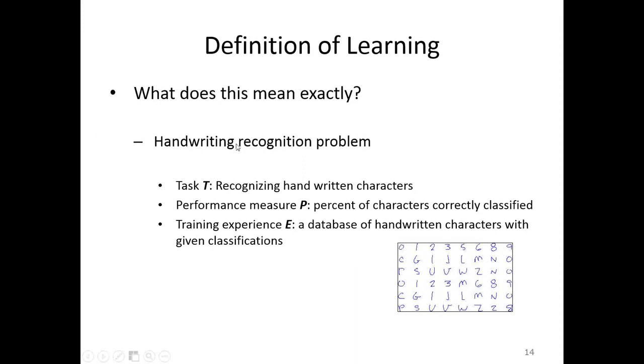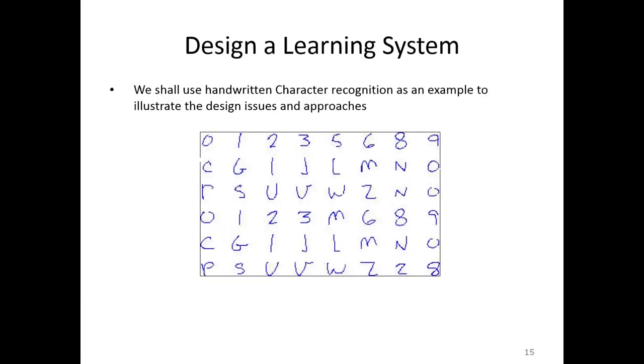For example, here, take the handwriting recognition problem. The task T is recognizing all the handwriting, and I want to measure it. How to measure it is by the percent of characters correctly classified. And we need to give a database to our system, so we need the training experience, we call it E, in order to teach our system.